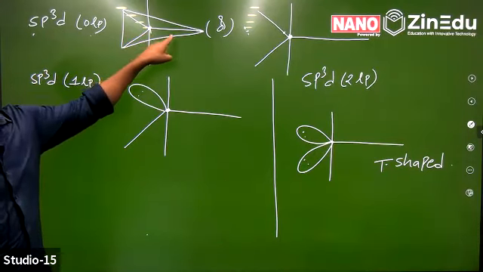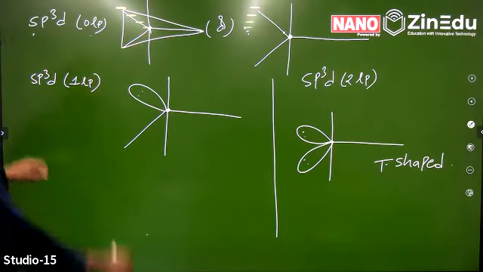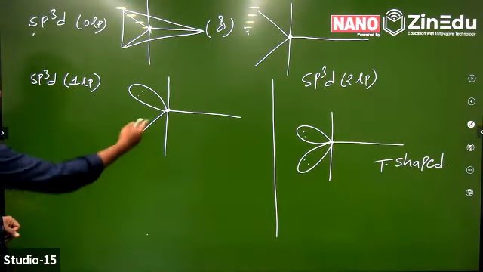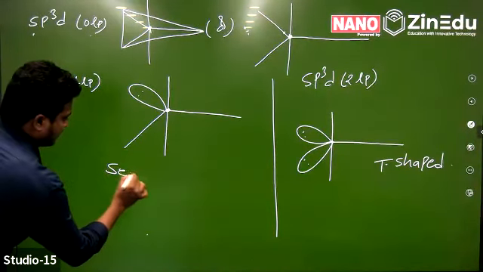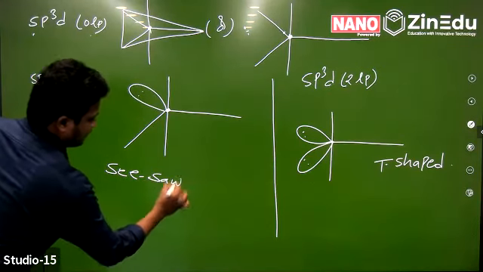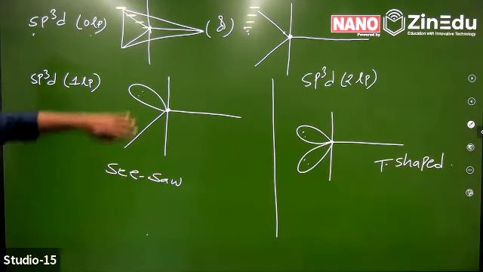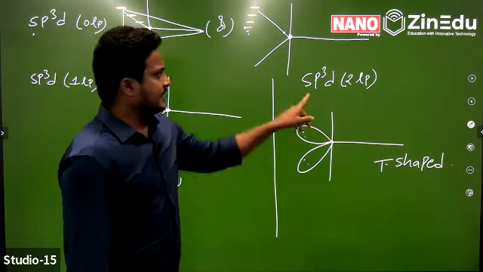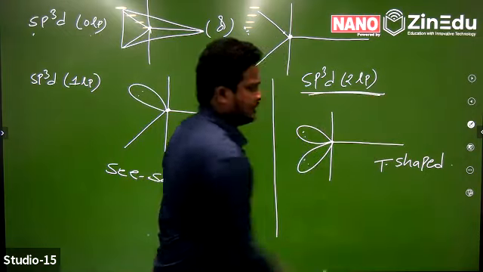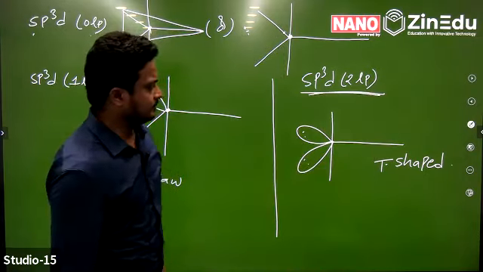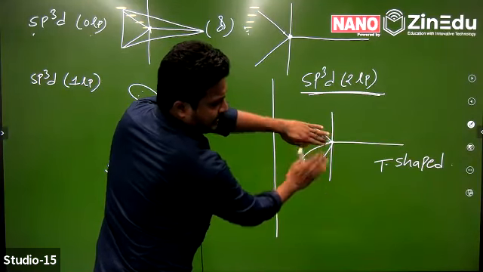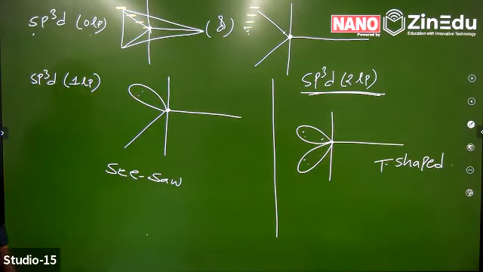sp3d hybridization with zero lone pairs: the geometry of the molecule is trigonal bipyramidal. sp3d hybridization with one lone pair: the shape of the molecule is seesaw. sp3d hybridization with two lone pairs: the geometry of the molecule is T-shaped. See, take these two as lone pairs, then the molecule looks like a T, right? That is why it is said to be T-shaped.